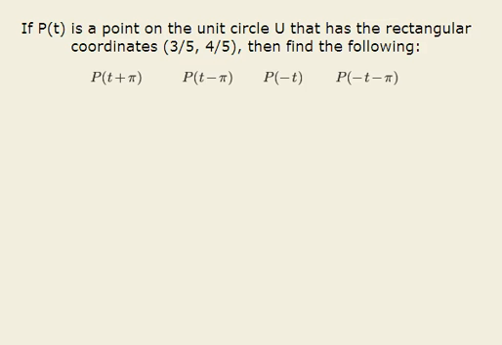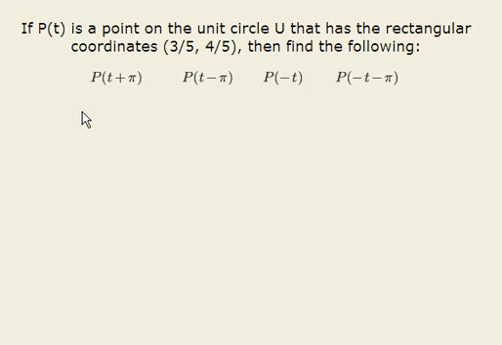In this problem, we're looking at P of t, some point on the unit circle, that satisfies our rectangular coordinates of 3/5 and 4/5. We are trying to find the following translations: taking that angle t and adding pi radians, taking the angle t and subtracting off pi radians, taking the opposite of t, and then the opposite of t take away pi radians.